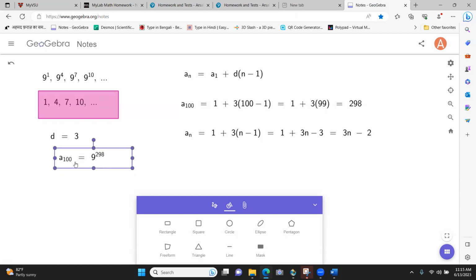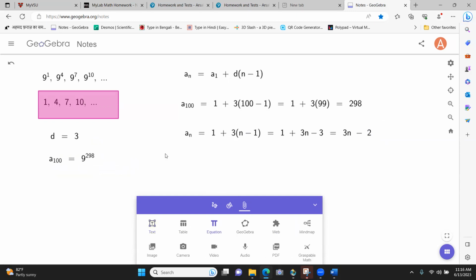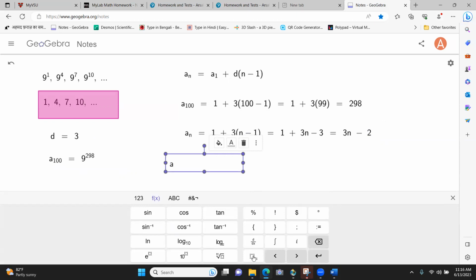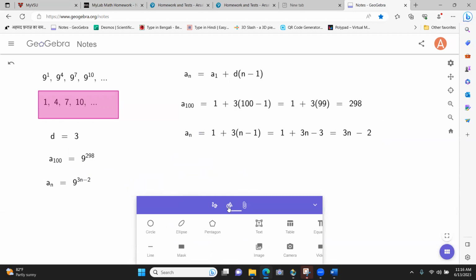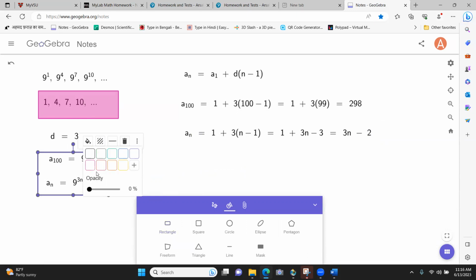So what's a subscript 100 or a subscript n? That's going to be a subscript n is going to be a power of n raised to the power 3n minus 2. So those are my two answers. Okay, I'm going to put my final answer in one pink box. Now, these are your answers.